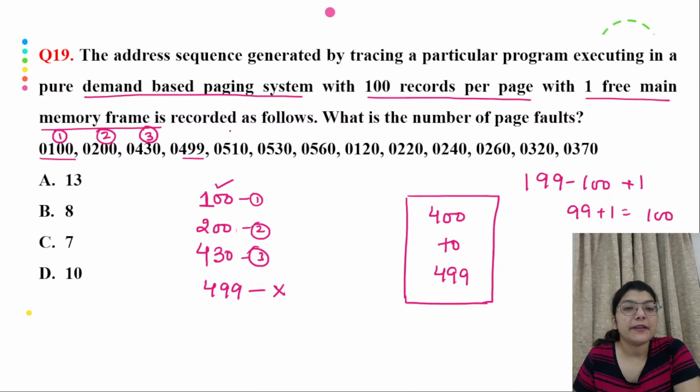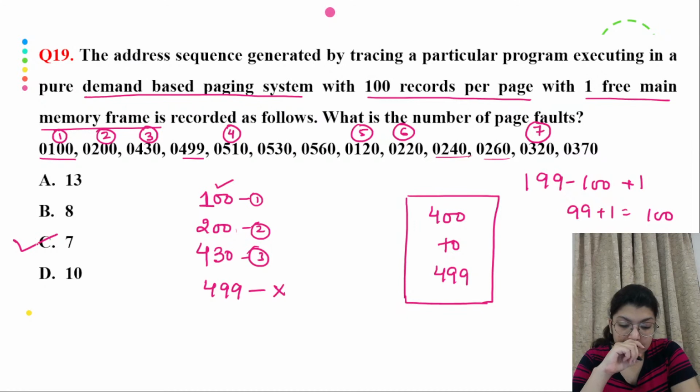510 will cause a page fault. ठीक है, 530 will not cause a page fault, 560 will not cause a page fault, 120 will cause a page fault, 220 will cause a page fault, 240, 260 will not cause any page fault, and 320 will cause another page fault. So how many page faults do we have? We have 7 page faults. Clear हुआ ये वाला question?